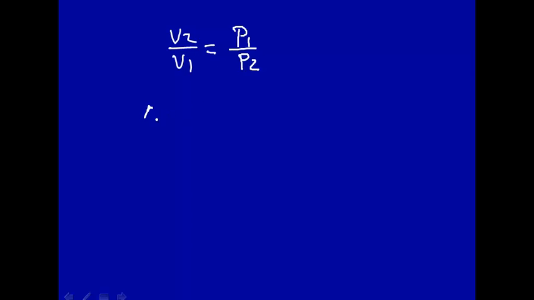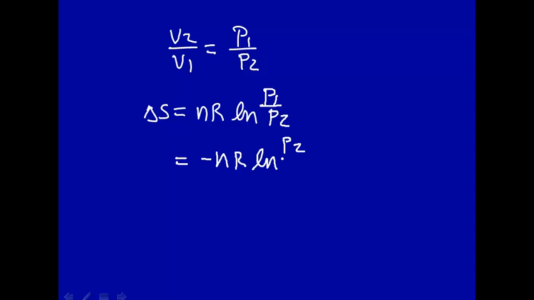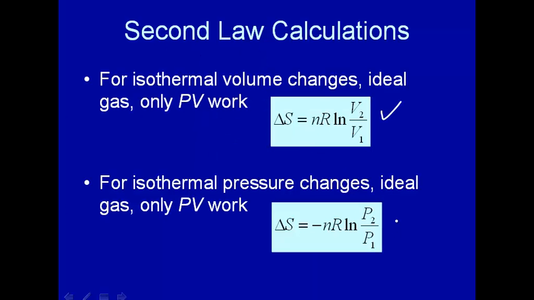So we can say that delta S is equal to nR times the natural log of, substituting in for V2 over V1, P1 over P2, and that's equal to minus nR times the natural log of the final pressure divided by the initial pressure. Okay, so that's that one. So those are where those four equations come from. We all start with the definition of entropy: dS is equal to dq reversible divided by temperature.